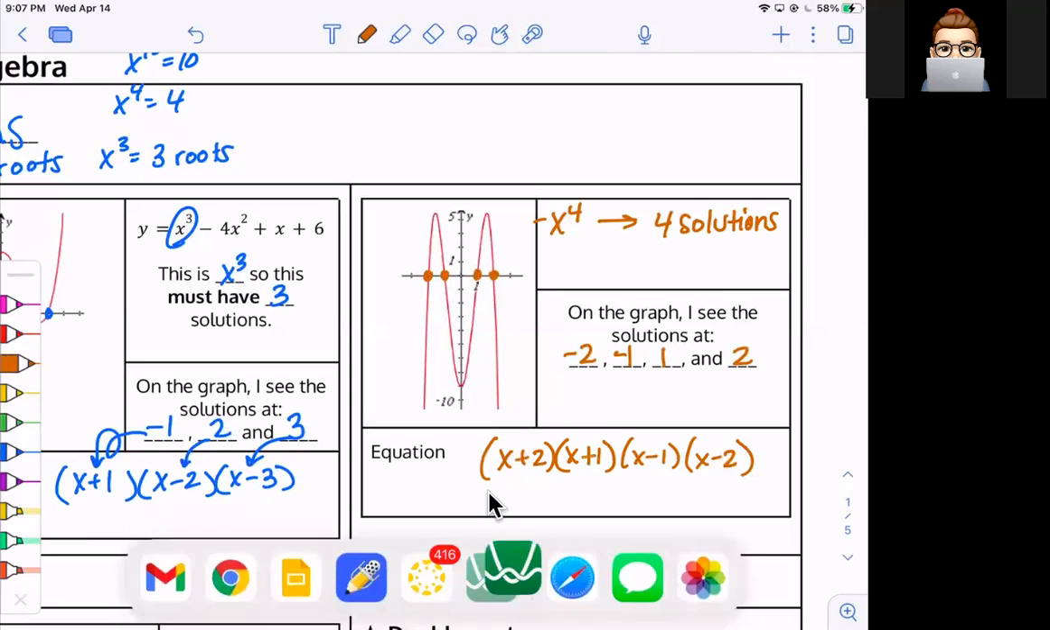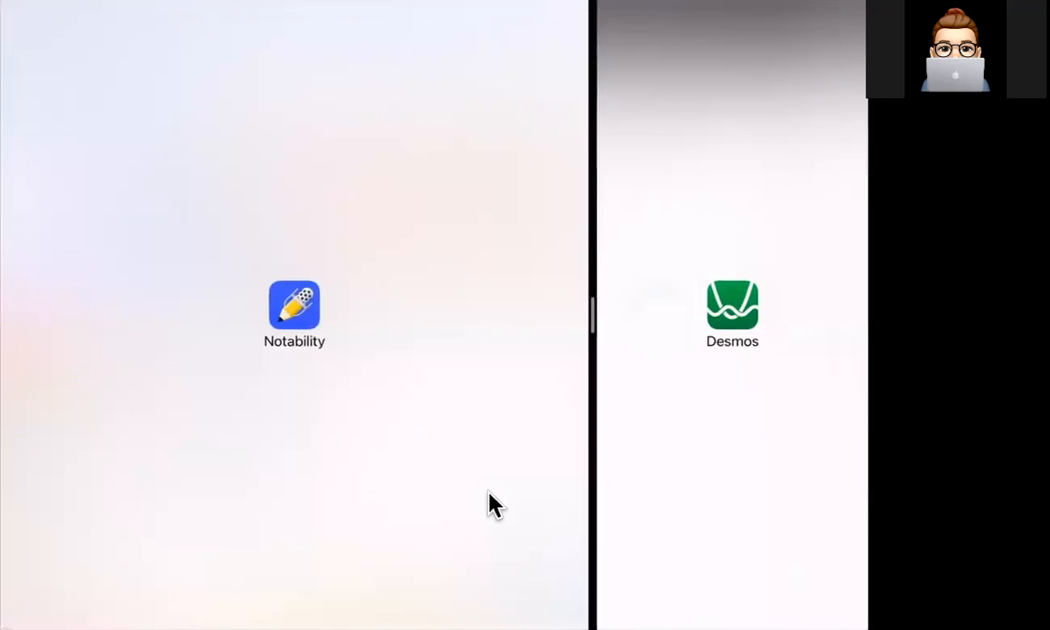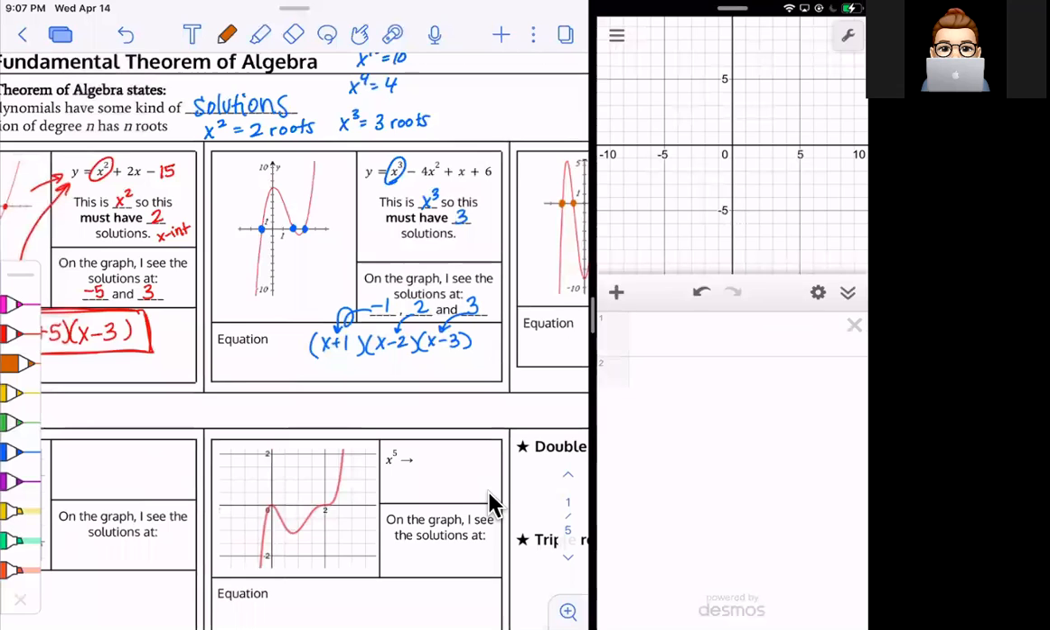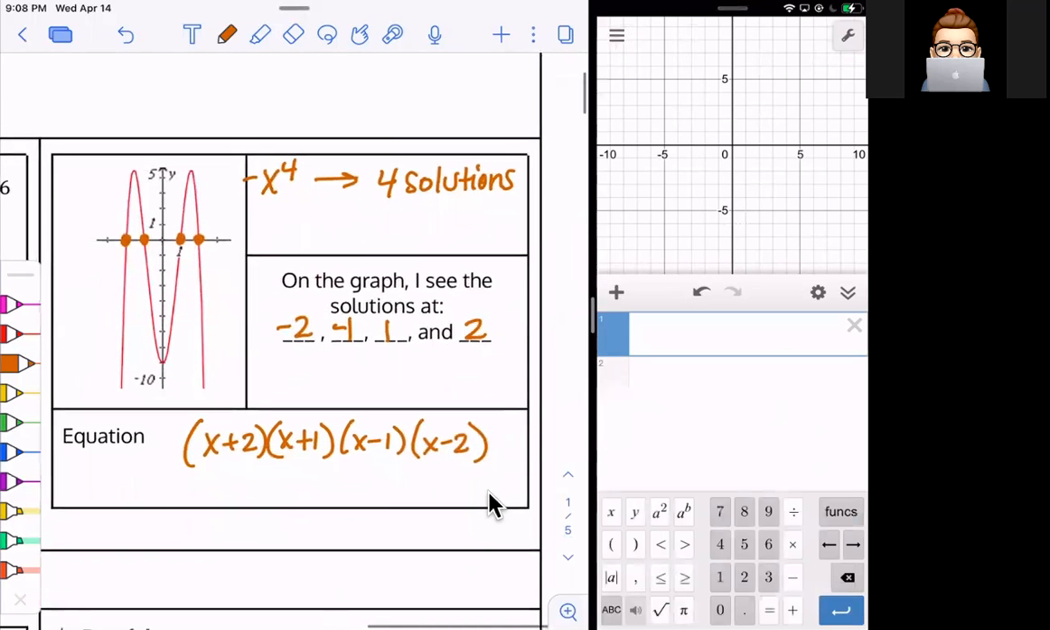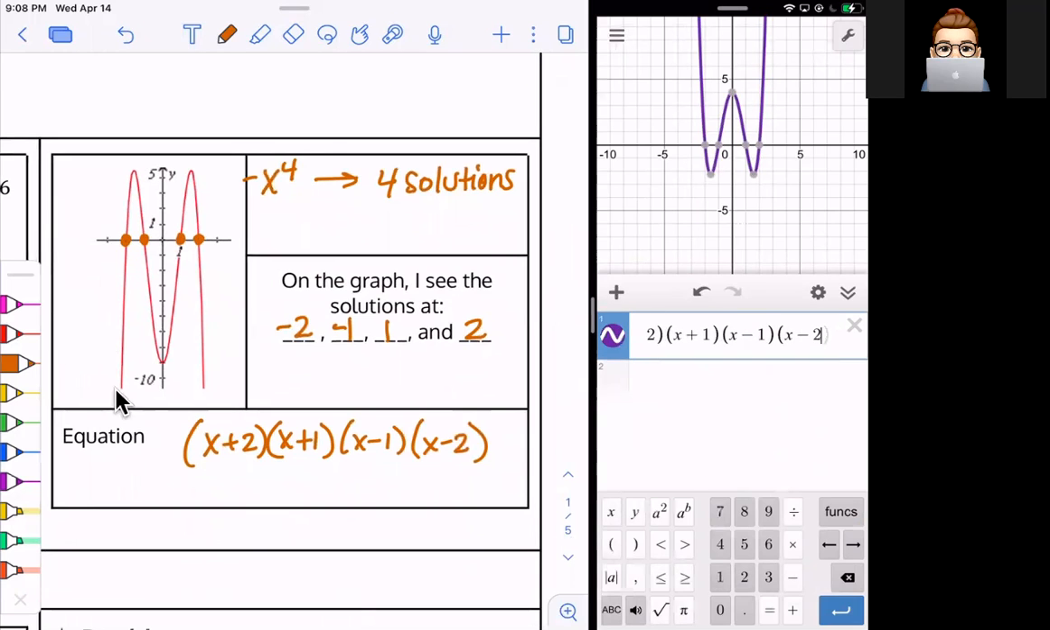If you want to see it on Desmos, you can graph it on Desmos like this. You just type it in exactly as you see it here. So we'd have x plus 2, x plus 1, x minus 1, x minus 2. And you can see that one there. Remember that it's negative, right? Since it is negative here, this one is positive.